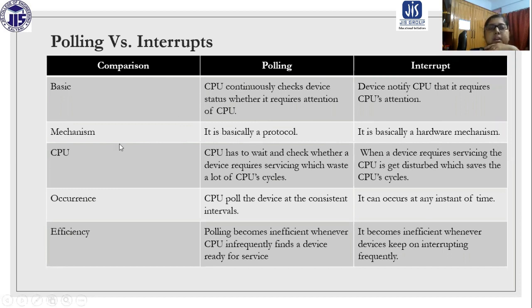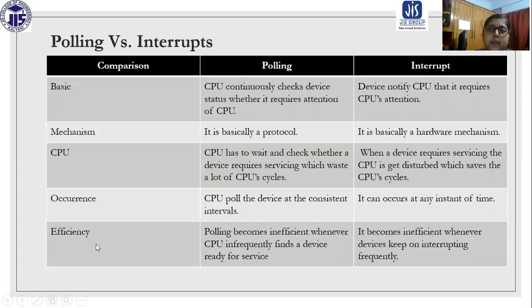In the context of the CPU, in the case of polling, the CPU has to wait and check whether a device requires servicing, which wastes a lot of CPU cycles. But in the case of interrupt, when a device requires servicing, the CPU is disturbed, which saves CPU cycles. On the basis of occurrence, the CPU polls the device at a consistent interval. It is a periodical operation. But an interrupt can occur only when something is required, at any instant of time. It is not a periodical operation.